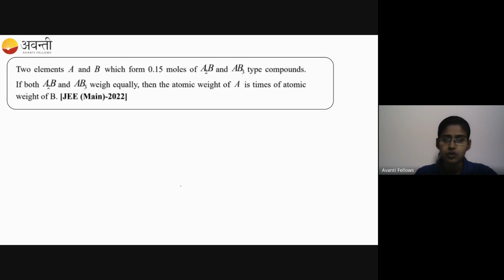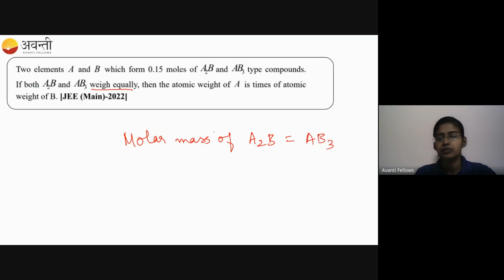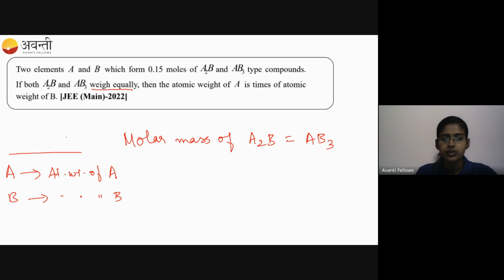Okay. So, what they are saying, both the compounds are weighing equally, means the molar mass of both the compounds are equal. That is, A2B should be equal to AB3. And the question says that A is the atomic weight of A, and B is the atomic weight of B. Okay. Question says like this. Last statement says like this.